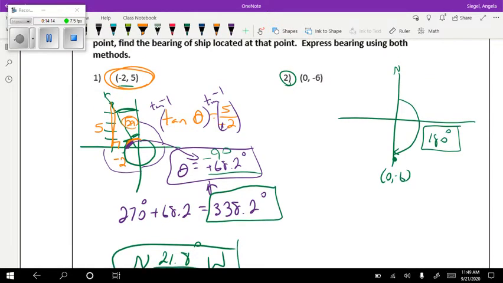This one you can have a couple different answers. You can start at south and say 0 degrees east, or you could say south 0 degrees west. Those are kind of weird. They're kind of their own things.